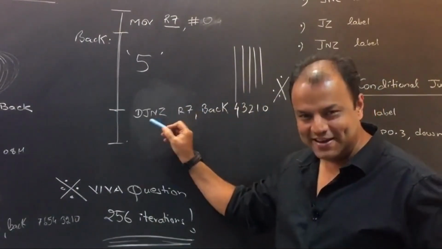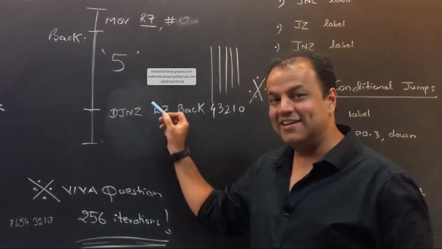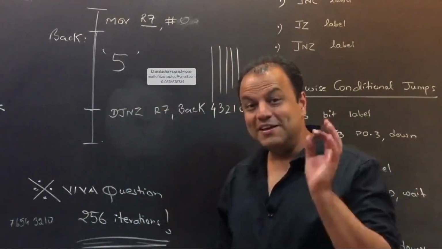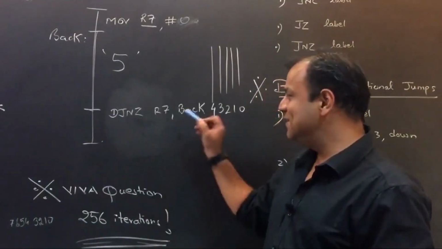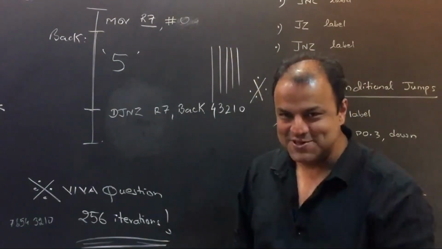Then what is it? So read it. It's not JNZD. It is DJNZ. What does that mean? Full form: decrement and jump if not 0. First it will decrement, then it will check. Do you understand that? So it will decrement R7. It won't check R7 first. It will first decrement R7.